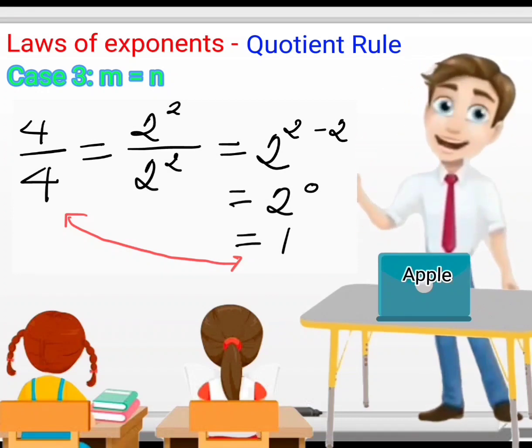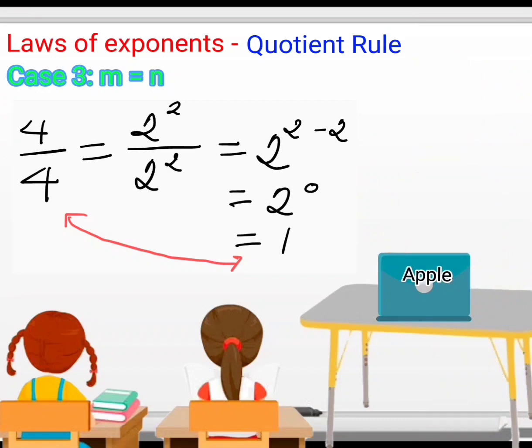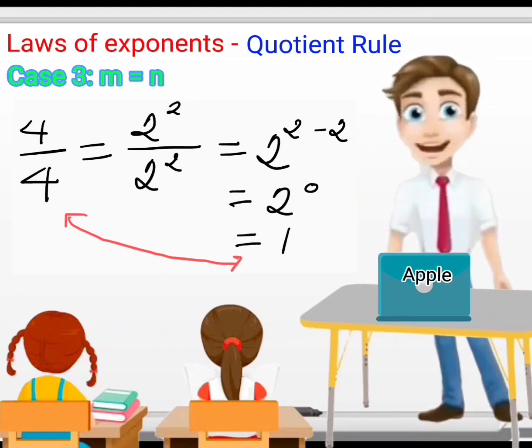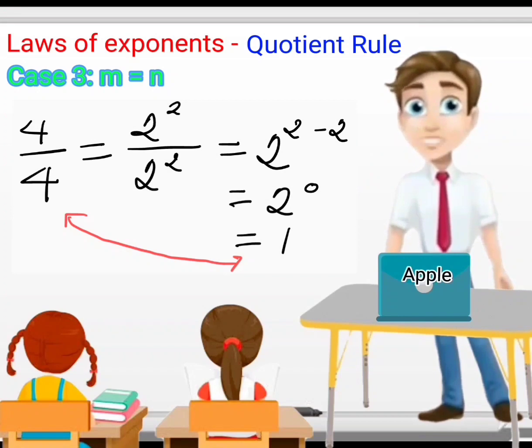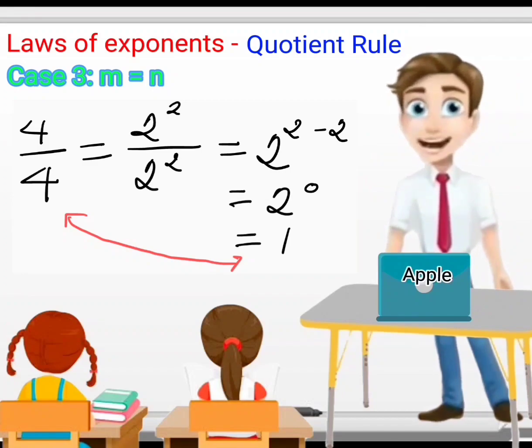Why? Because galing siya dun sa 4 divided by 4. Diba kung i-divide natin yung 4 divided by 4, 1 ang sagot. So therefore, ang ibig sabihin nun kapag 0 yung exponent, kahit anumang number yung base niya, ito ay always equal to 1. Naintindihan nyo ba mga anak?